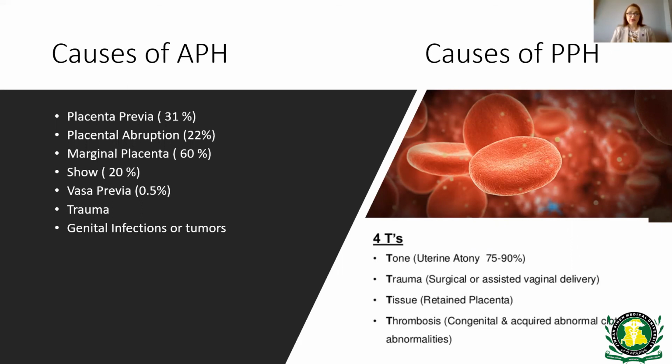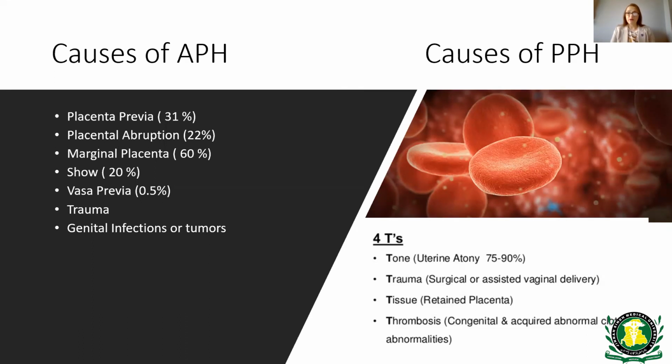The other causes of antepartum hemorrhage are placental abruption, 22%, or even a marginal placenta, which is most common, which is 60%, where the placenta is low, not high, and it still causes bleeding. Other causes of antepartum hemorrhage could be vasa previa, or a slightly heavier show, or trauma to the genital tract, or infection of the genital tract, or tumors.